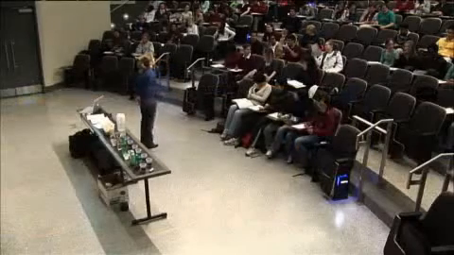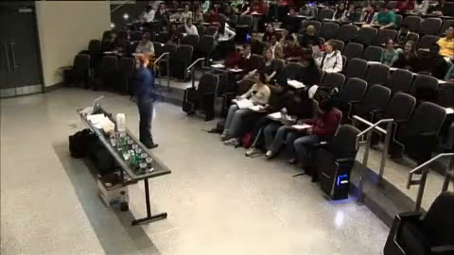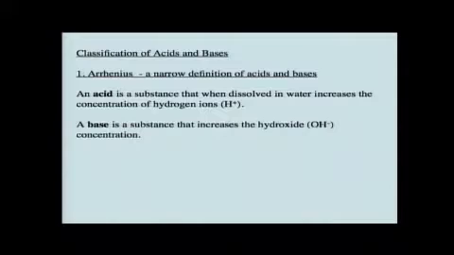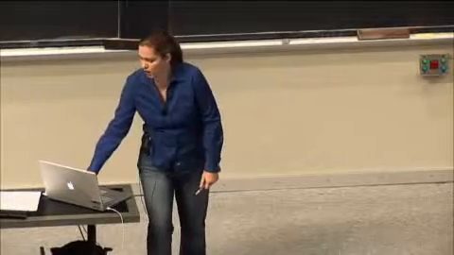So this is the narrowest definition of an acid and a base. An acid is a substance that, when you dissolve it in water, increases the concentration of hydrogen ions, or H+. Whereas a base is a substance that, when dissolved in water, increases the concentration of hydroxide ions, or OH-. So that's pretty narrow. We can be broader.